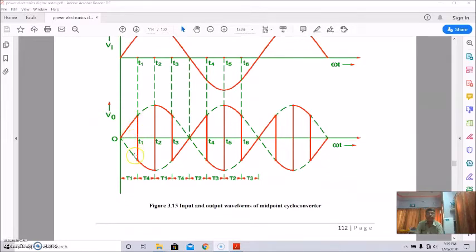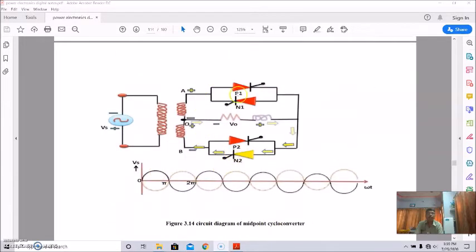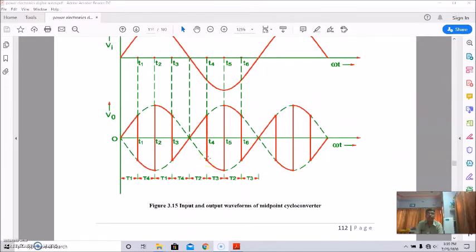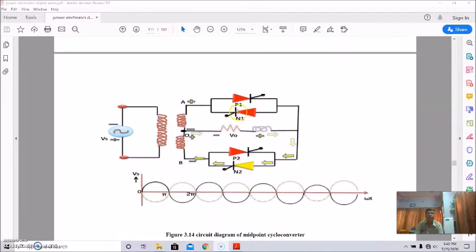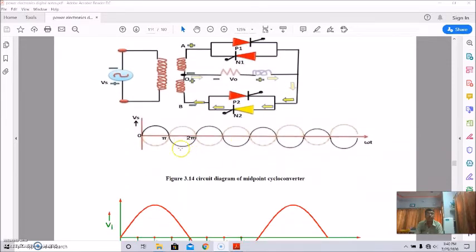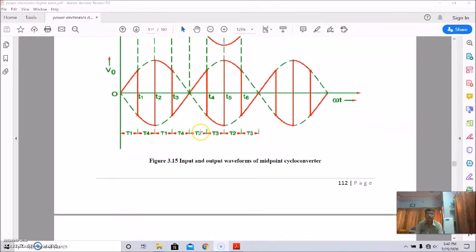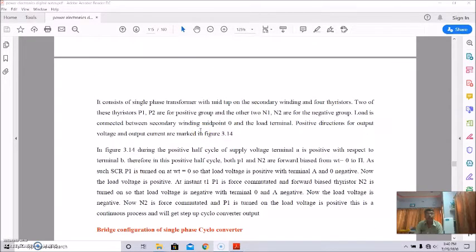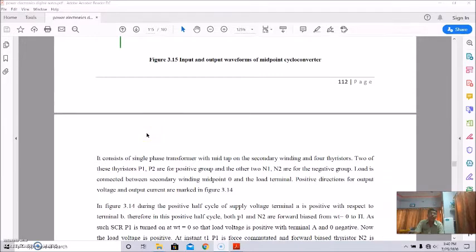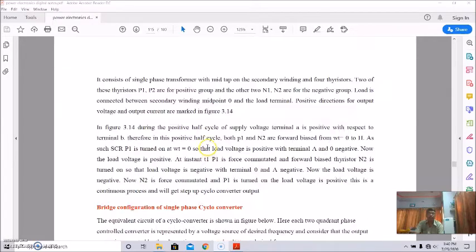This is for T1, this is for T4. If we say this is T1, T2, T3, then this is T4. So T1 means P1 and T4 means N2. Like this, T1, T2, this is T3, this is T4. Here, this is the cycle. In this way, the process will continue, and the midpoint cycloconverter will run in this way as a step-up cycloconverter.